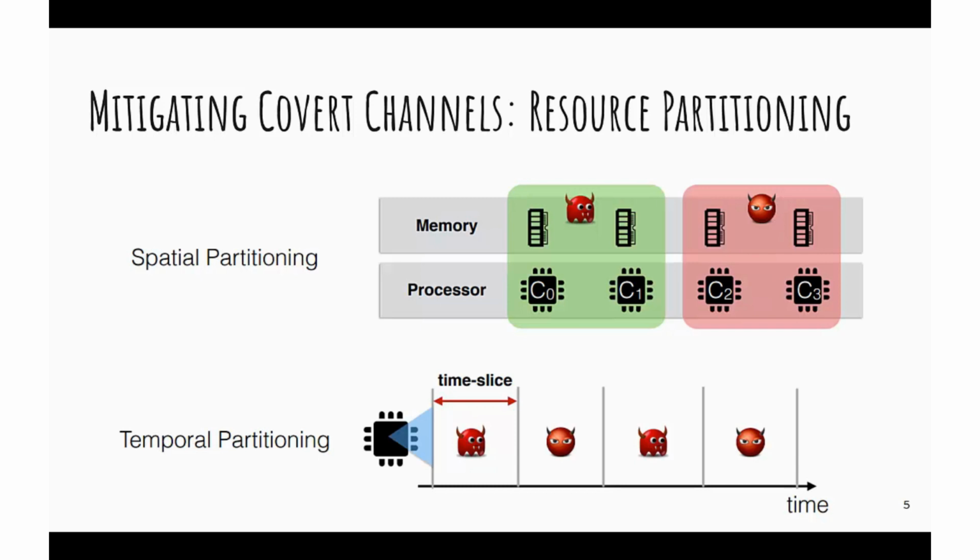And temporal partitioning is the separation of the time in which a user accesses a specific resource, which means that different users can access the same CPU and the same memory, but at different times. So these are the basic two ways to implement resource partitioning.